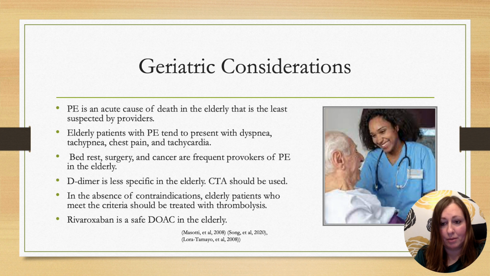It has been a common practice to decline to treat elderly patients with thrombolytic therapy because they are believed to be at too high a risk of bleeding. However, studies have shown that elderly patients with massive PE, right ventricular dysfunction, and hemodynamic instability should be treated with thrombolytic therapy unless they have an absolute contraindication.